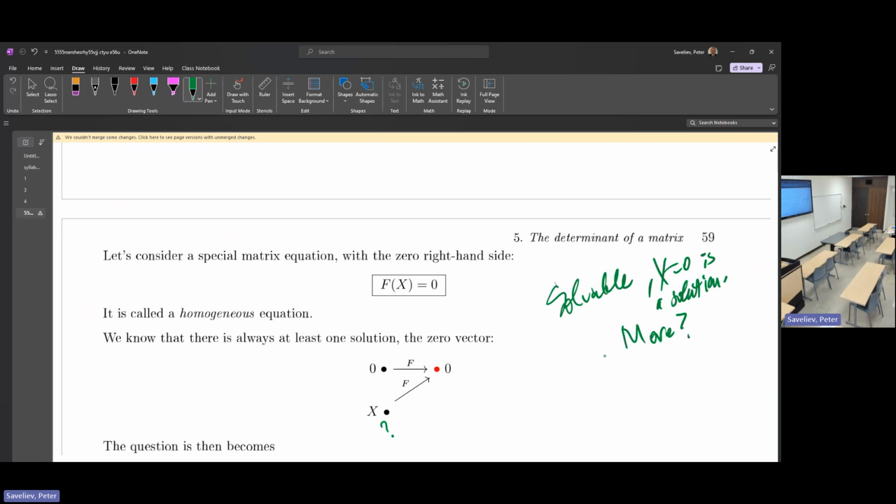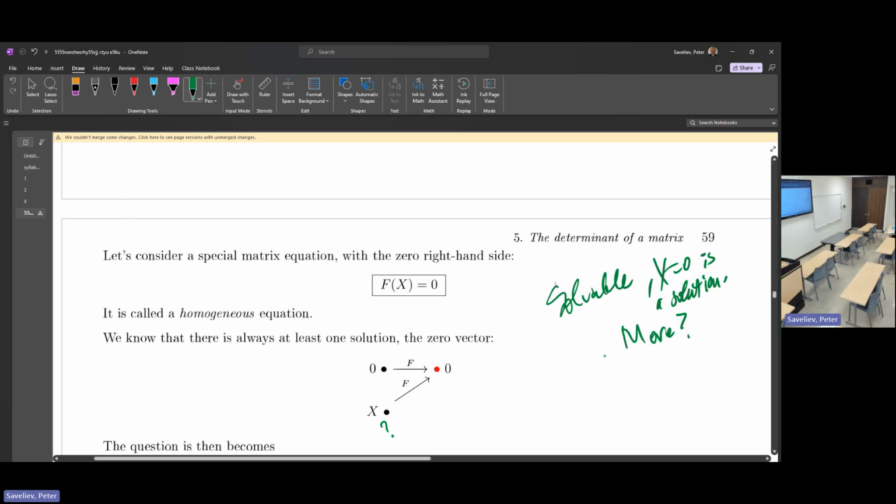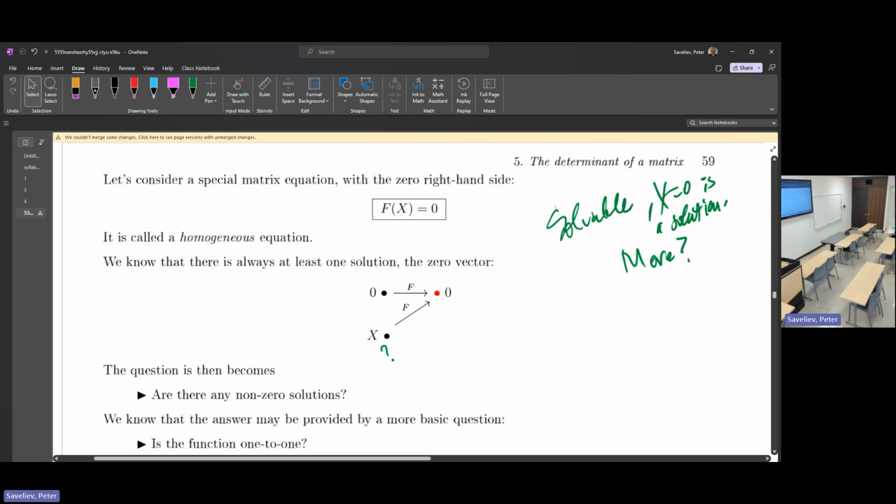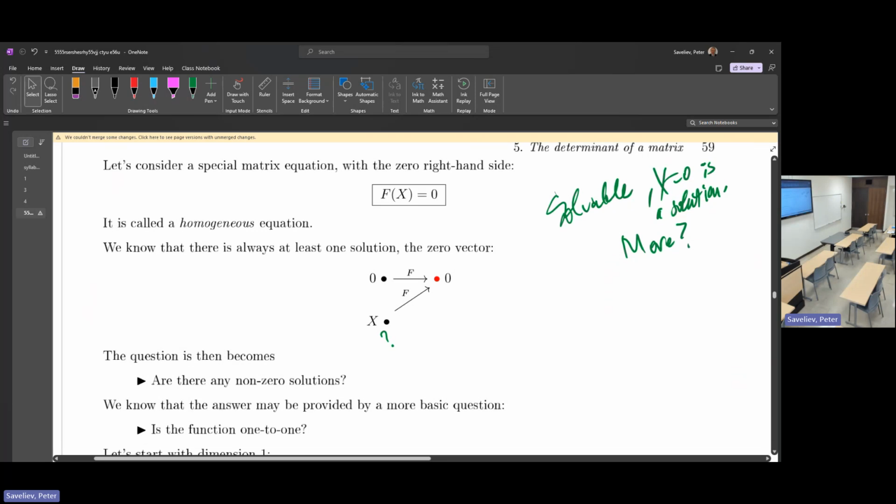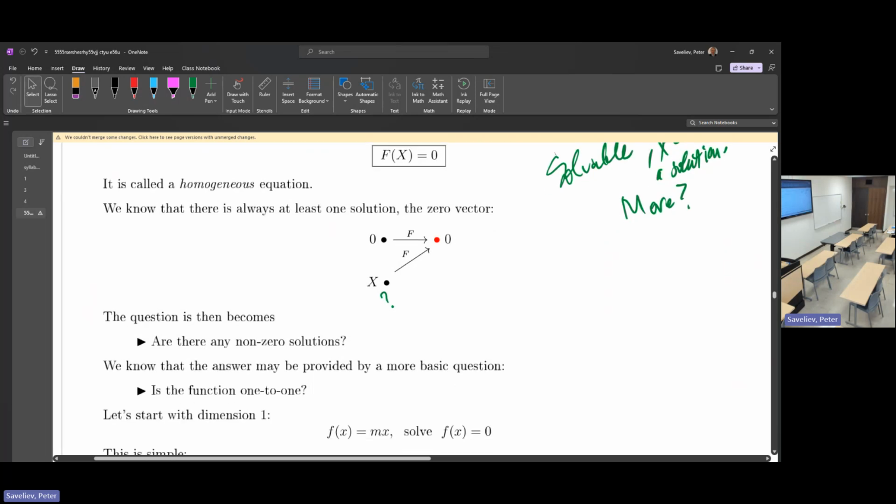If there is, that's the bad news. We want to have only one. If there is an extra x, it's not one-to-one, and it's not invertible. Just look at those arrows. If I flip the directions, that's not a function anymore. So the question becomes, are there any non-zero solutions to that equation in the box up there? And that will answer the question about whether it is one-to-one or not.